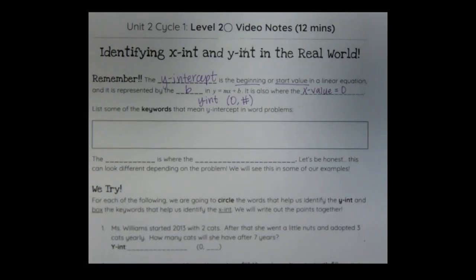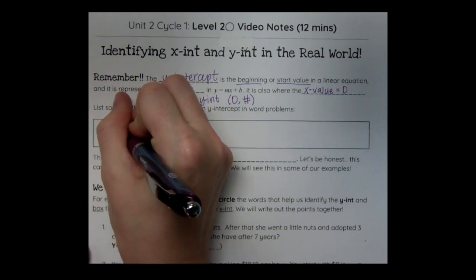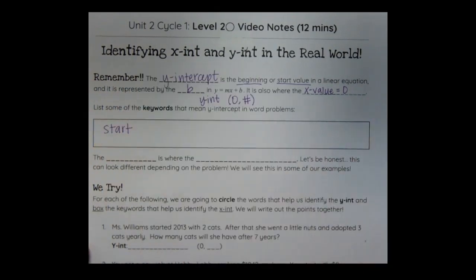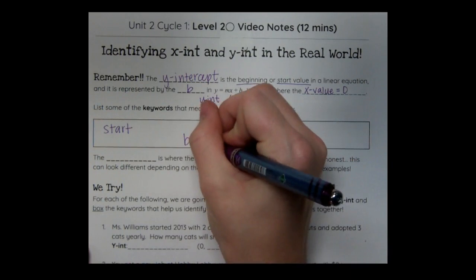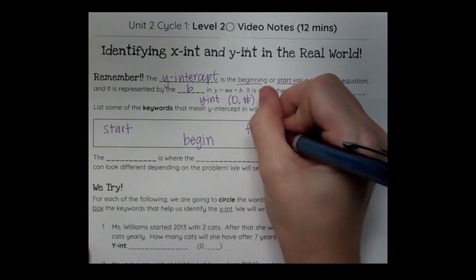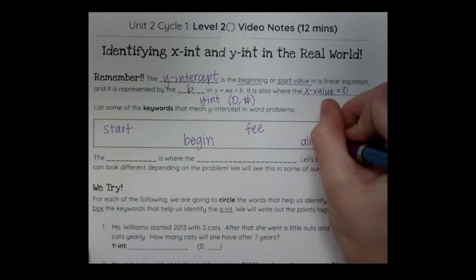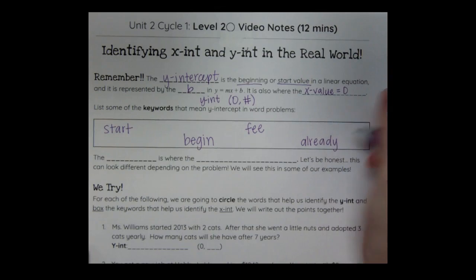Some of the key words that will be in our word problems are going to be things like starts or starting, begin or beginning, at the beginning, fee. A fee is something you usually pay once. So it's where we start. And then sometimes the word already. If you've already done something, that's where we're starting. So these are some of the key words that mean y-intercept in our word problems.